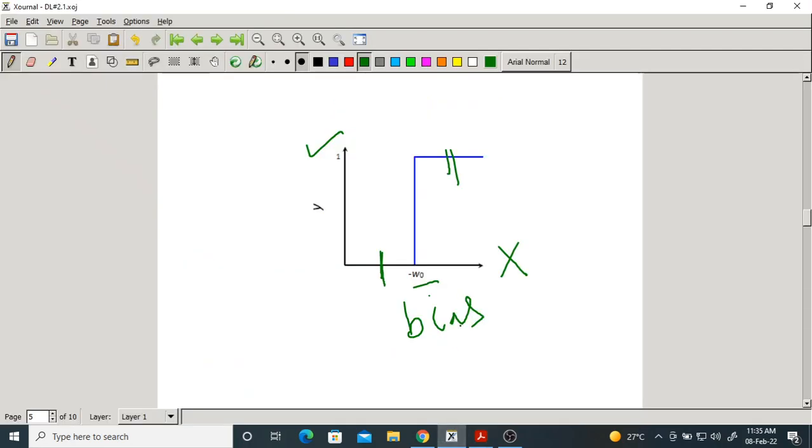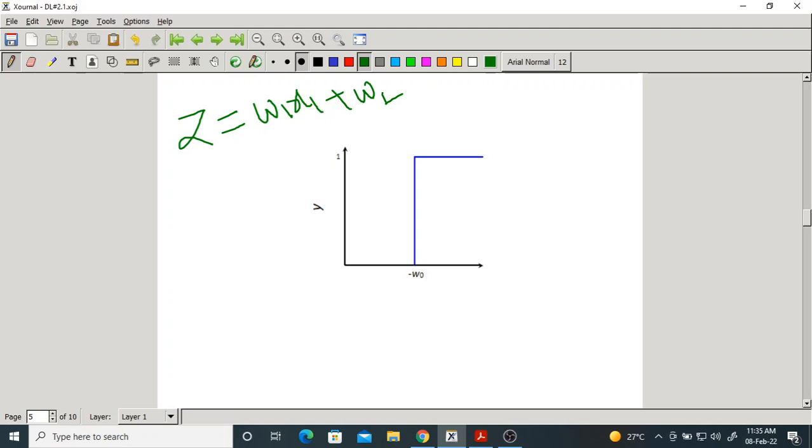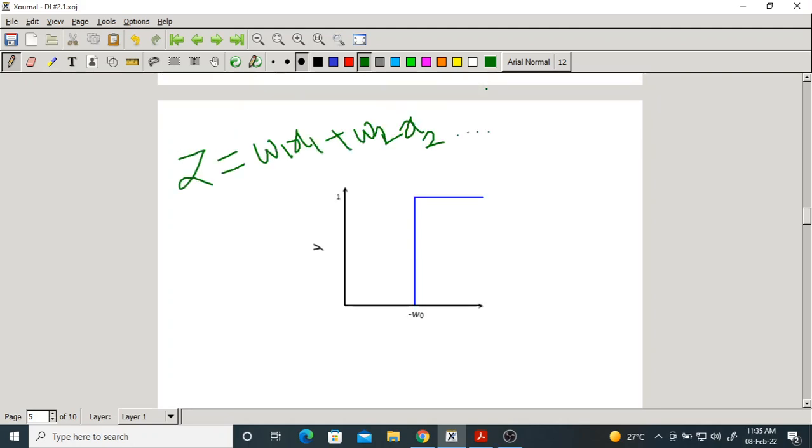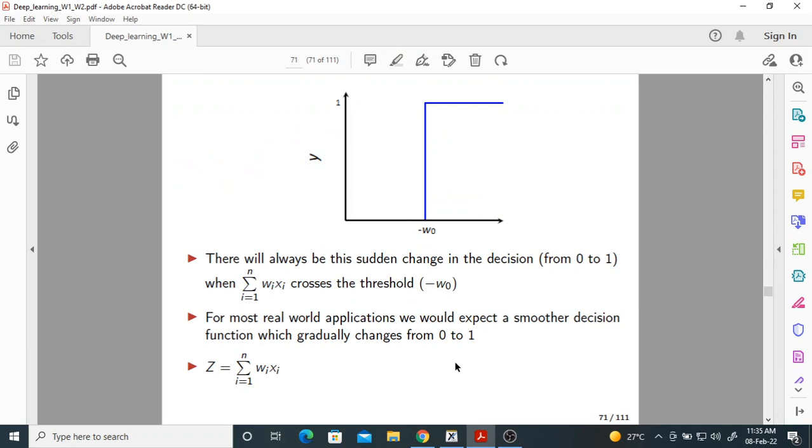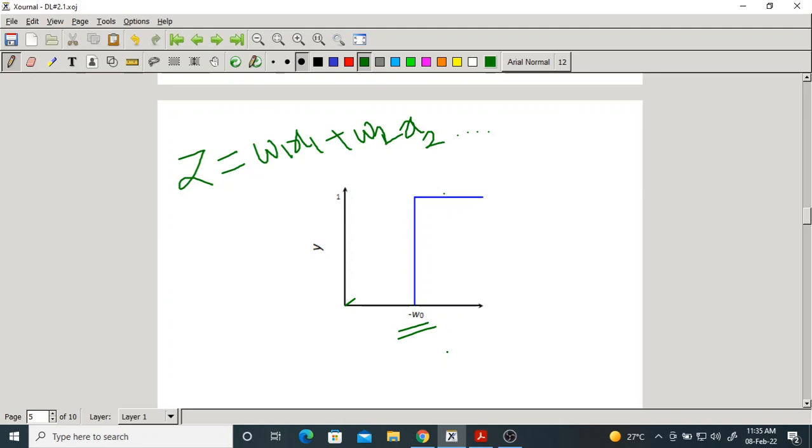There is a sudden change in the decision of a perceptron when the weighted sum crosses minus omega naught. What is the weighted sum? Take z. Here z is w1 x1 plus w2 x2, and so on. Whenever the weighted sum z crosses this bias, the output changes from 0 to 1. For most real world applications, we would expect a smoother decision function which gradually changes from 0 to 1, not the sudden change. How smooth? Something like this. We want a decision something like this, not the sudden transition. Now this is called sigmoid.